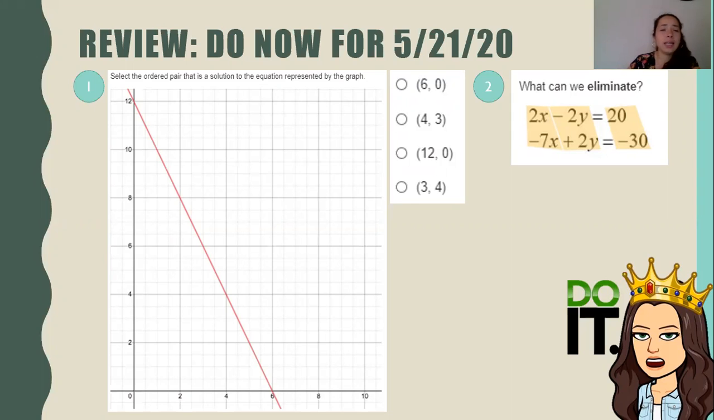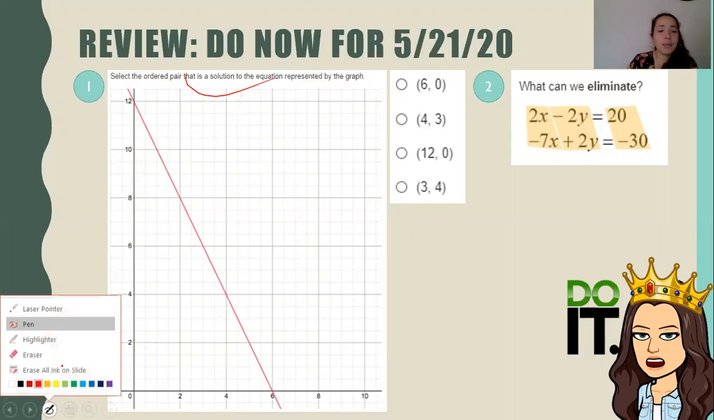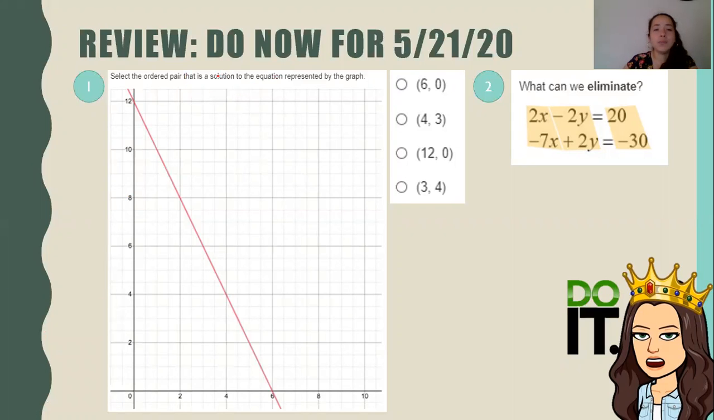So it says select the ordered pair that is a solution to the equation represented by the graph. So remember that whenever I'm talking about solutions, solutions mean it's an ordered pair that lands on the line, okay? Meaning one of these, whichever is the ordered pair, has to land on the line.